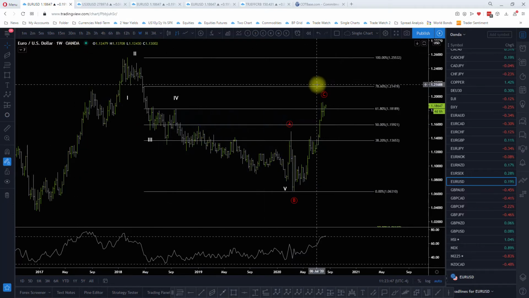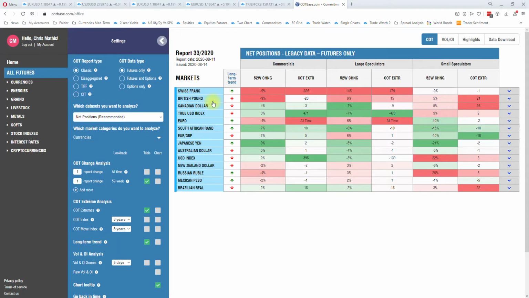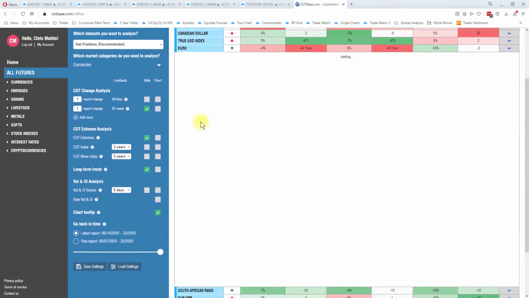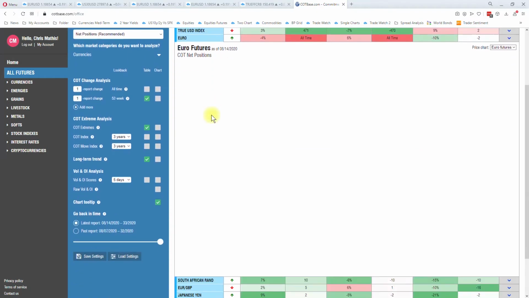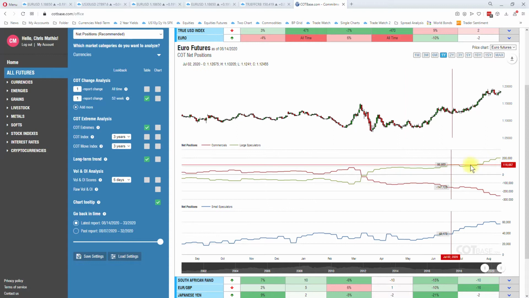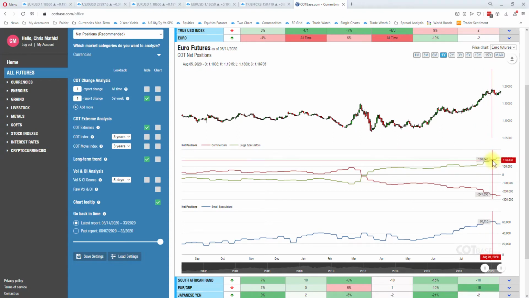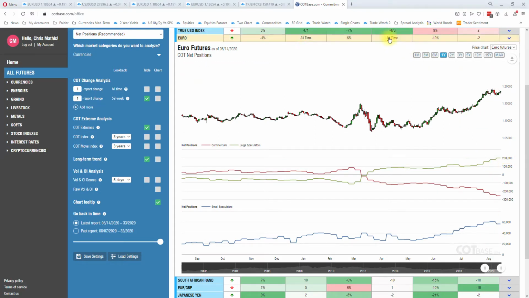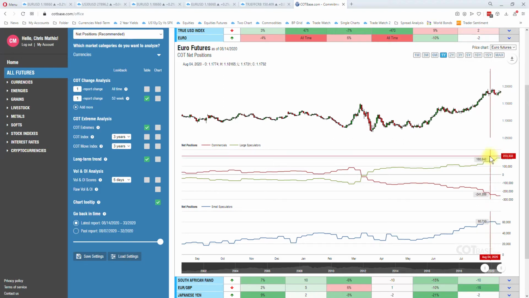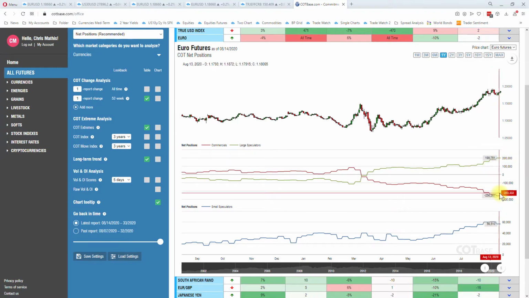So let's go ahead and look at that now. It's our COT data here. If you're just looking at the euro, and this is just the legacy report, we just see this jump higher, right? So we see net longs increased. We already know we're at all-time levels for the large speculators, all-time shorts for the commercials.